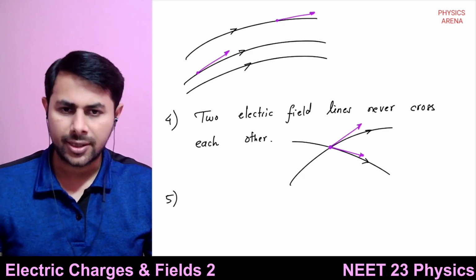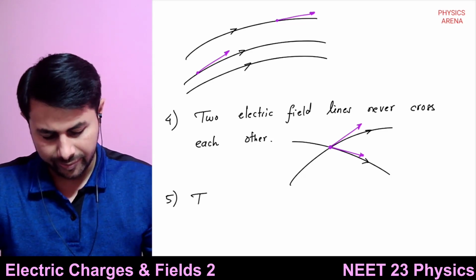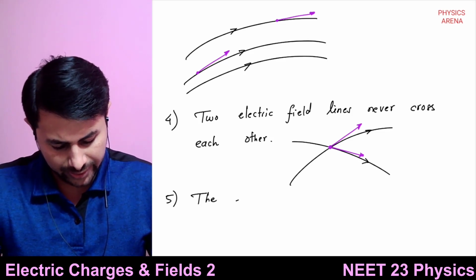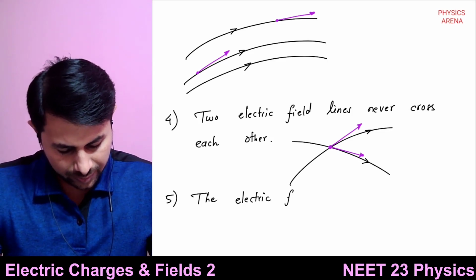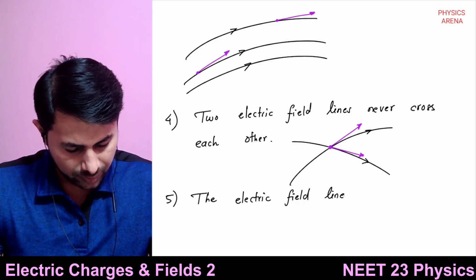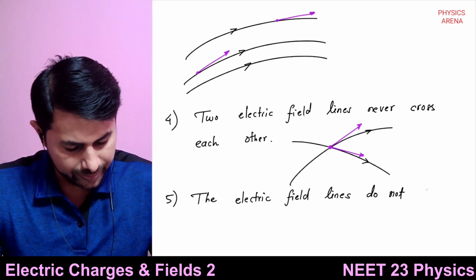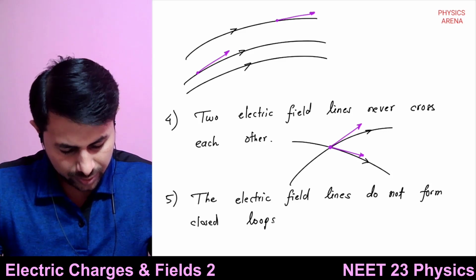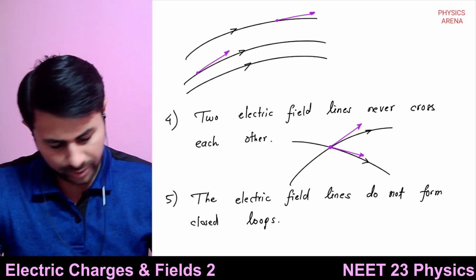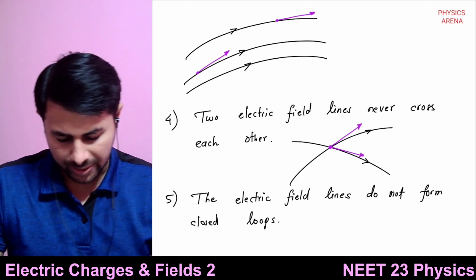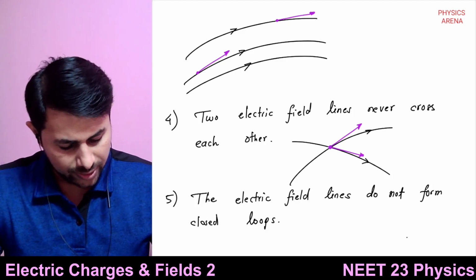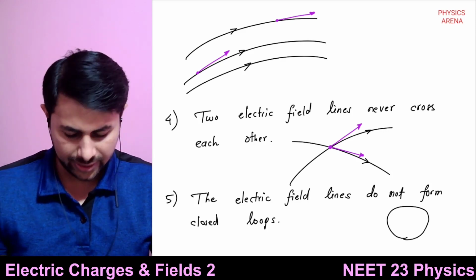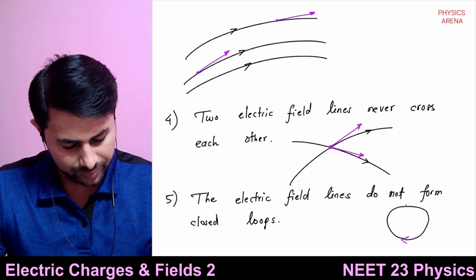Then there is another property. The electric field lines do not form closed loops. So you can draw a pattern of electric field lines anywhere in space, but this kind of figure is not allowed.